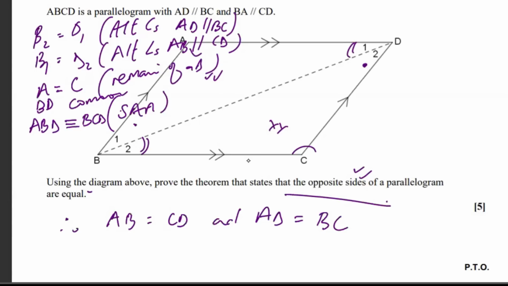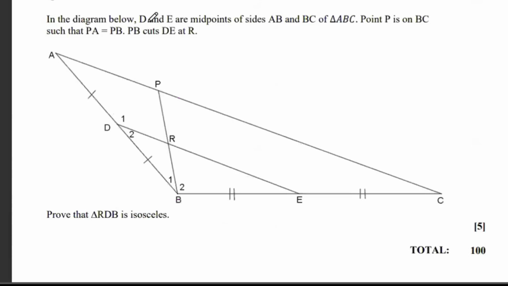So we use congruence in most cases. All right, so that is question number 9. Then question number 10, which is the last one. So we're saying in the diagram below, D and E are midpoints of the sides AB and BC of that triangle. Point P is on BC such that PA is equal to PB. So PA is the same as PB, and then PB cuts at that point.